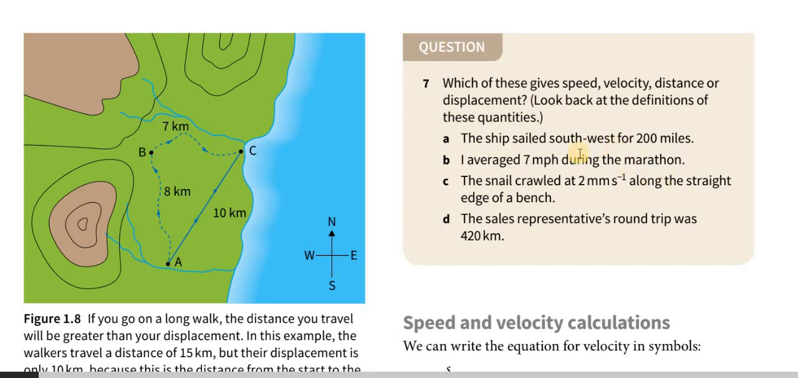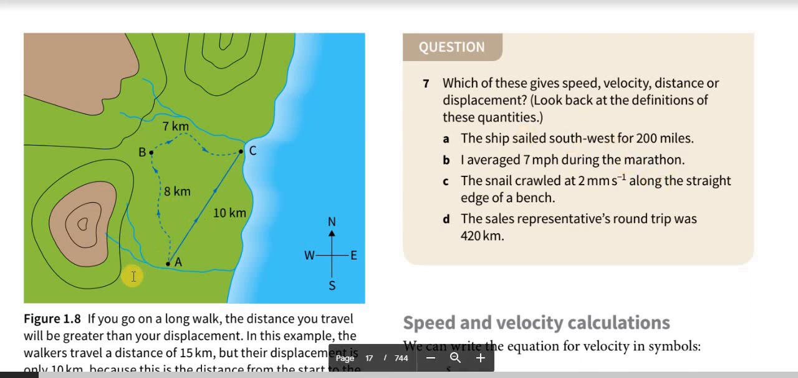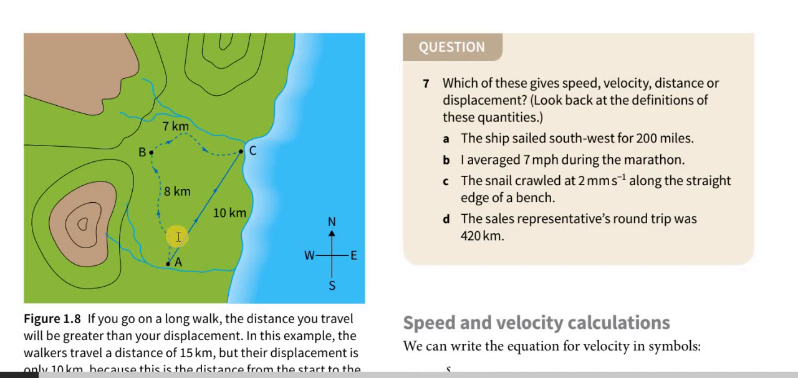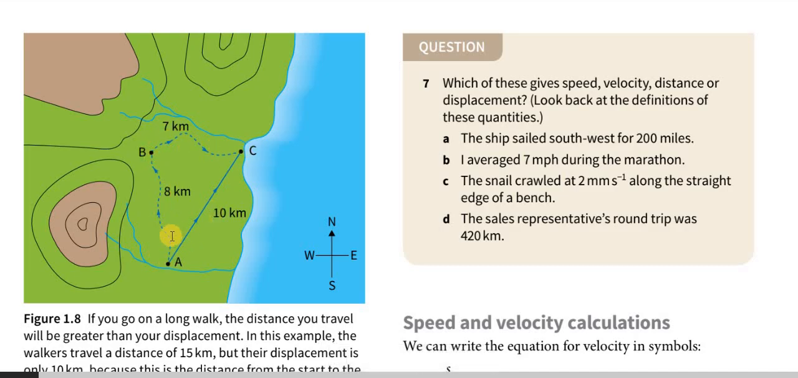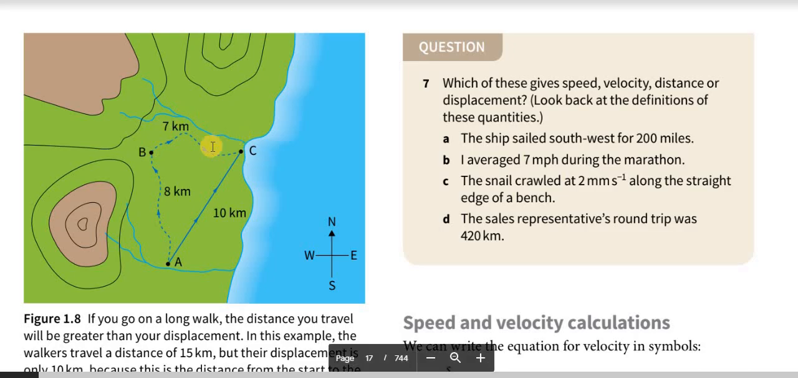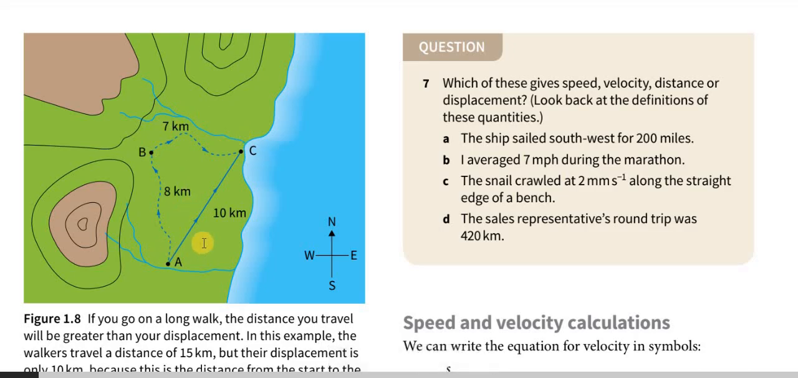So let's consider this example over here. A person starts at this point A, takes this path, goes to point B, and then continues and goes to point C. This is the path taken by the person. Okay, we need to find the distance traveled. The distance is depending on the path taken.